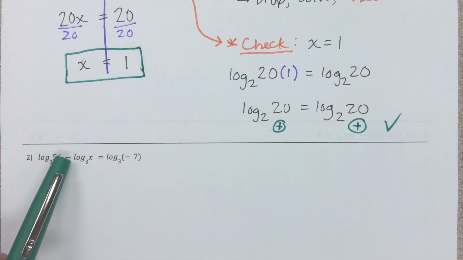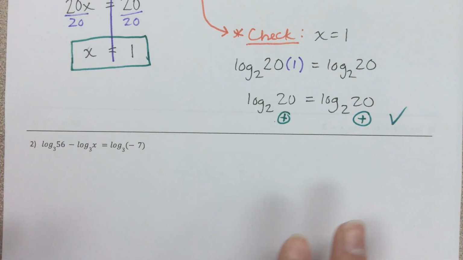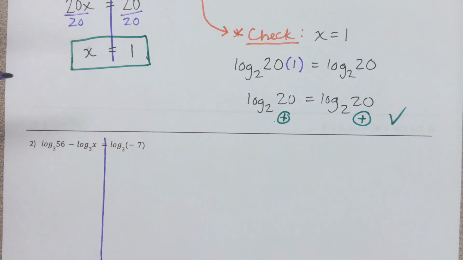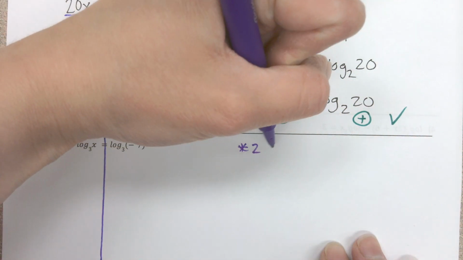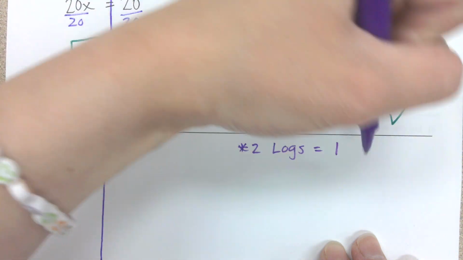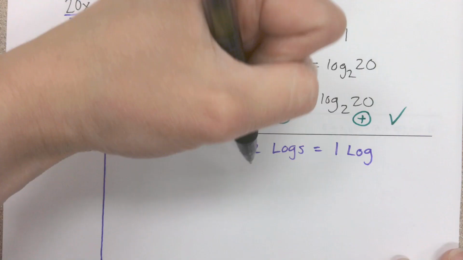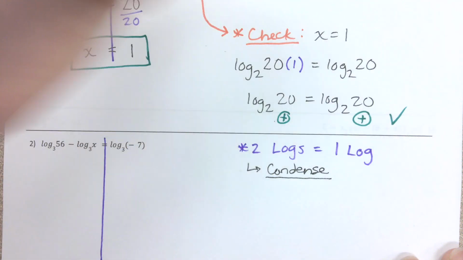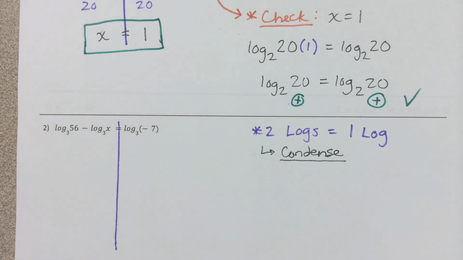Log base 3 of 56 minus log base 3 of x equals log base 3 of negative 7. Again, let's label, identify what type of problem this is. We have 2 logs on the left and 1 log on the right, so we have the same setup here. 2 logs equals 1 log. So again, the same protocol. We have to condense first. And again, condensing is not optional. If you don't do it, you will get the wrong answer.